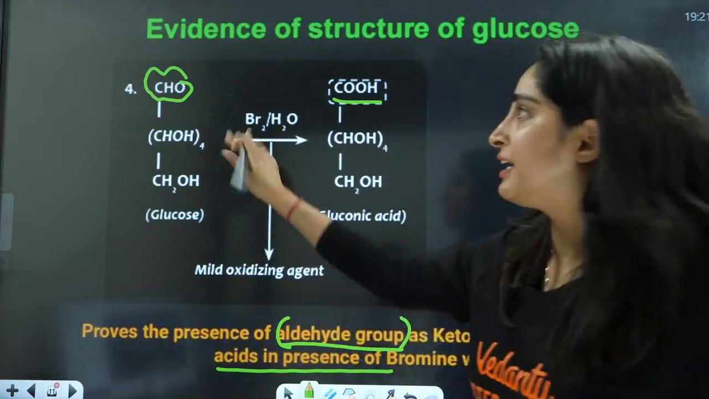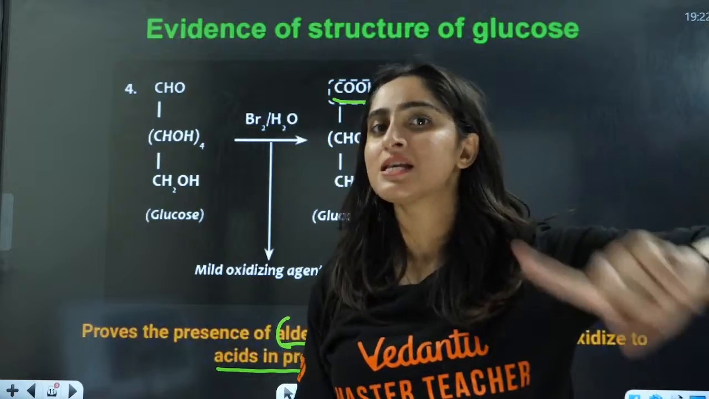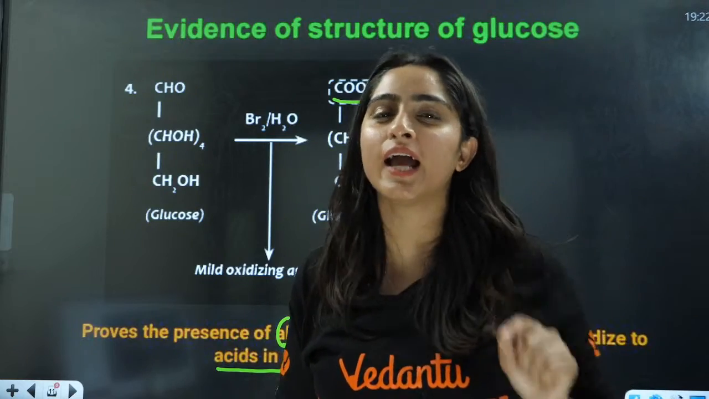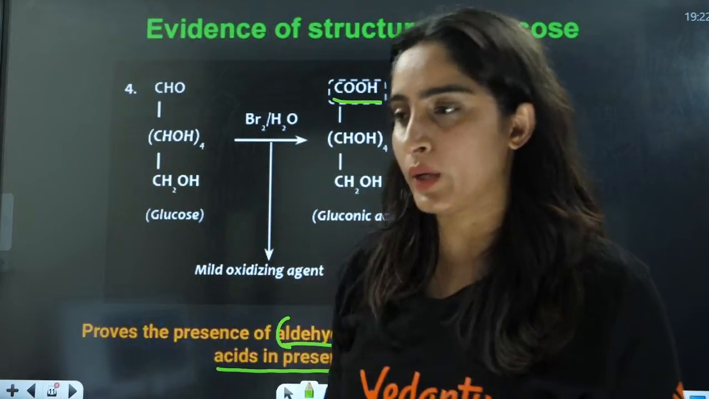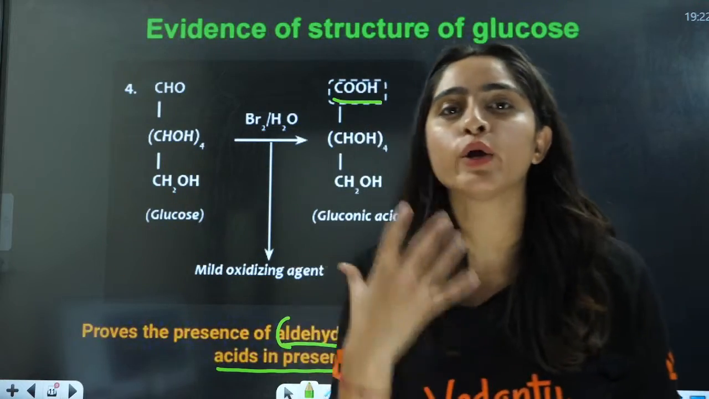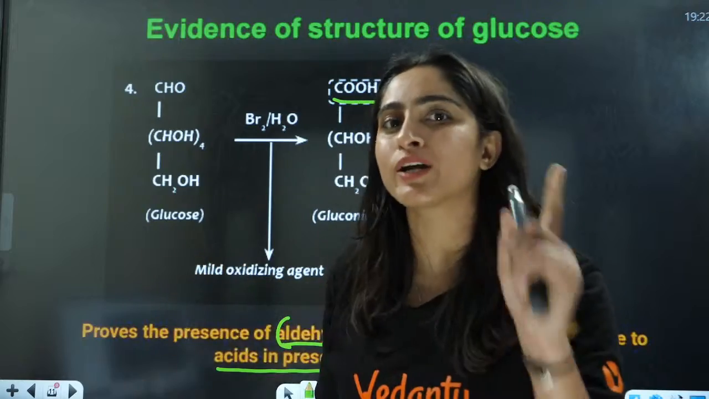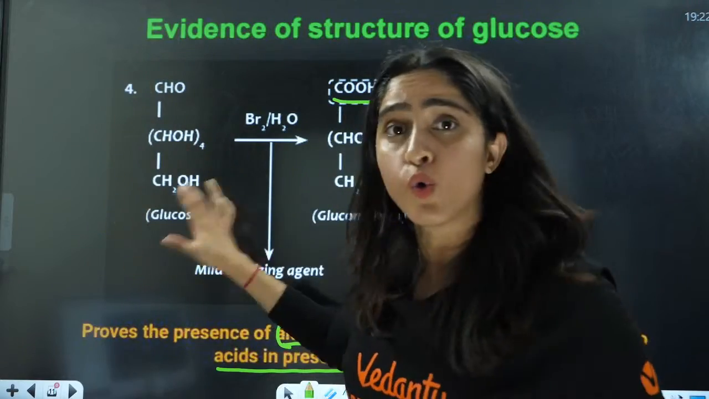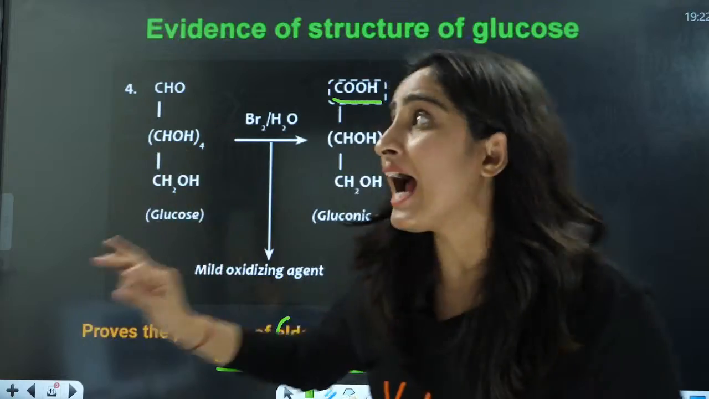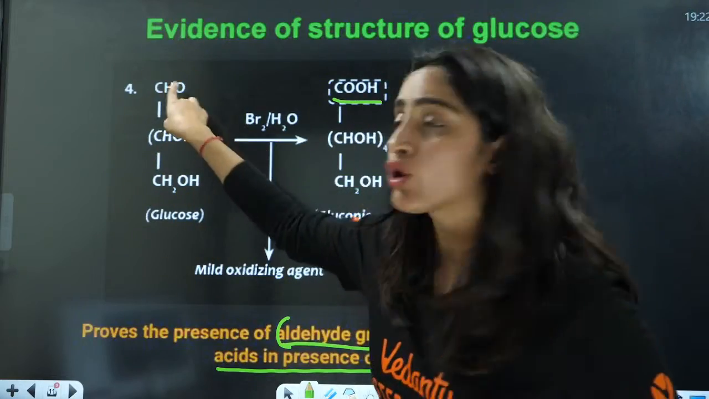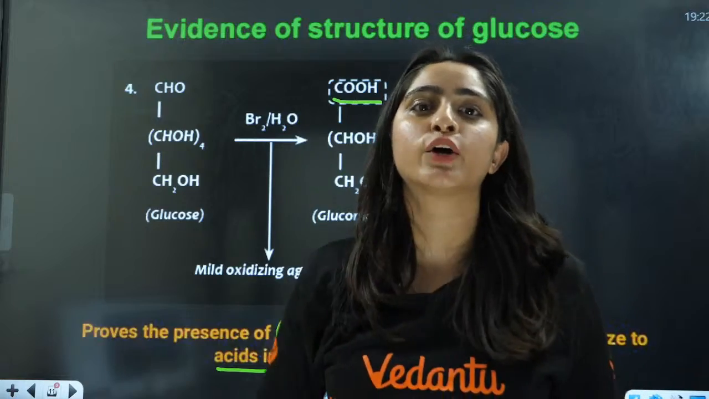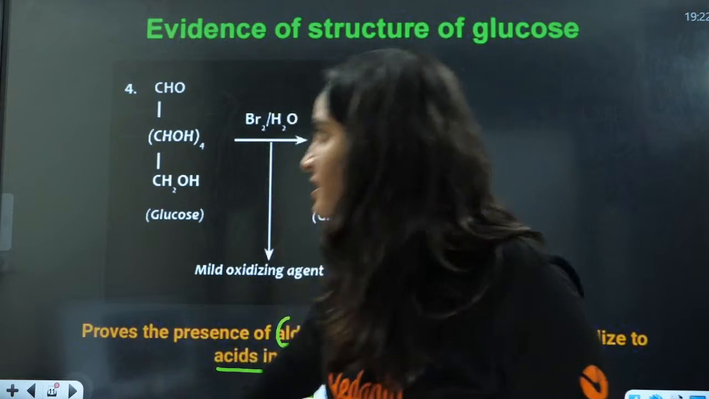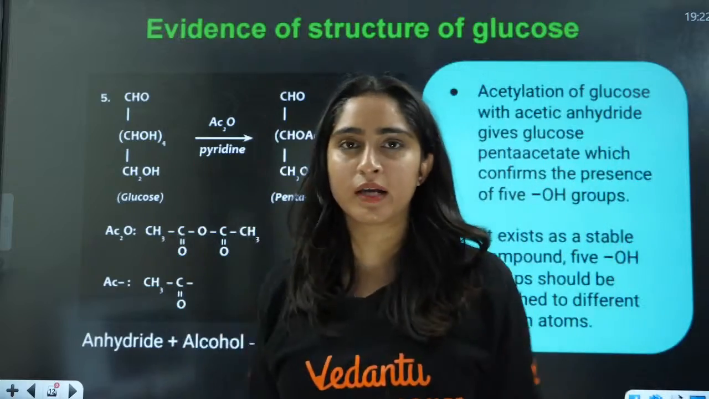So here we can guarantee that it has 6 carbons and that it has one aldehydic group only. The carbonyl group here is aldehydic, not ketonic, right? How do you define that there is an aldehydic group, not ketonic? When we reacted this glucose with bromine water, the CHO group was converted into COOH. That means this is definitely an aldehydic group, not a ketonic group, right? Okay, now we know some things.